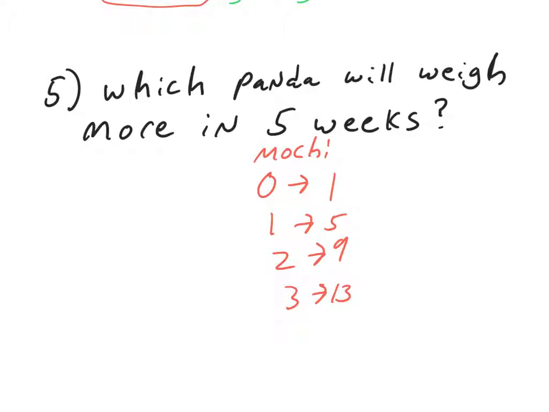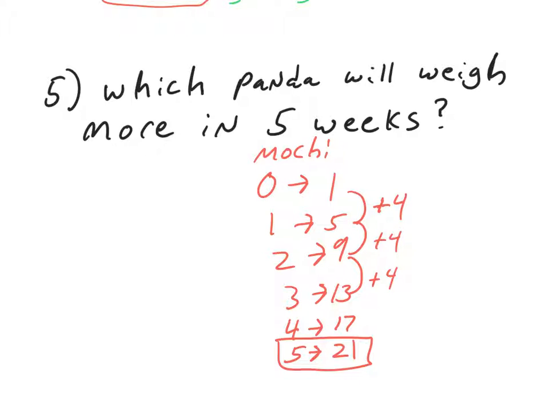So we're going from 1 to 5. It's 4 pounds. 5 to 9 is 4 pounds. 9 to 13 is 4 pounds. So it's changing at a constant rate. It's adding 4 each time. So the fourth week is going to be 13 plus 4. It's going to weigh 17 pounds. On the fifth week, it's 17 plus 4. It's going to weigh 21 pounds.